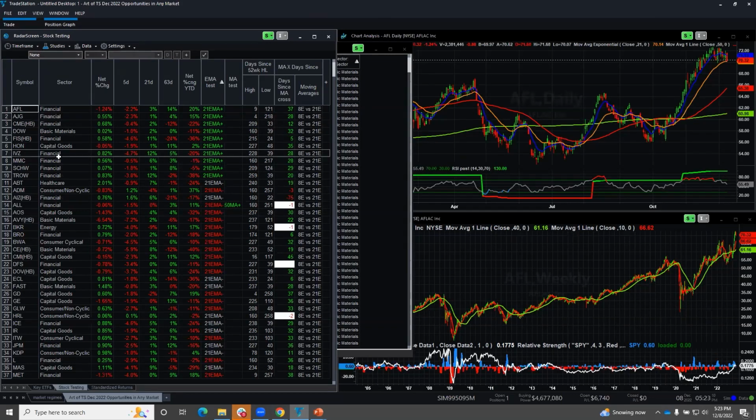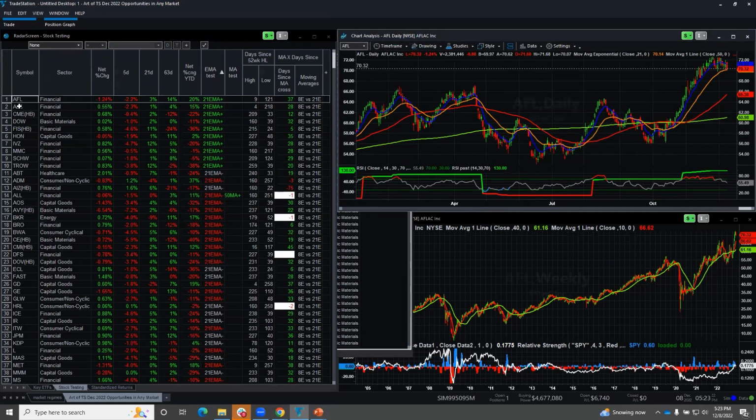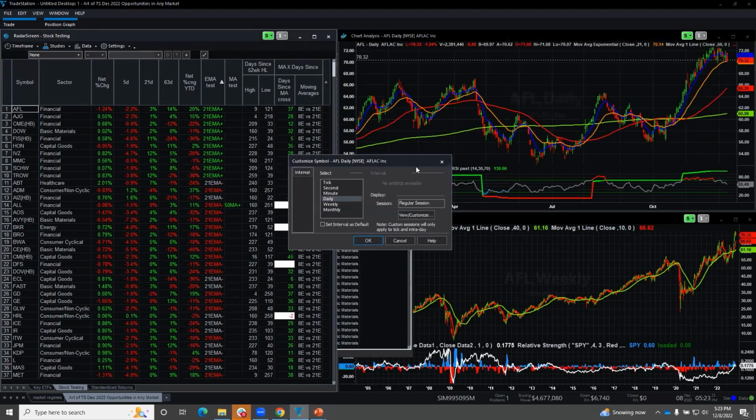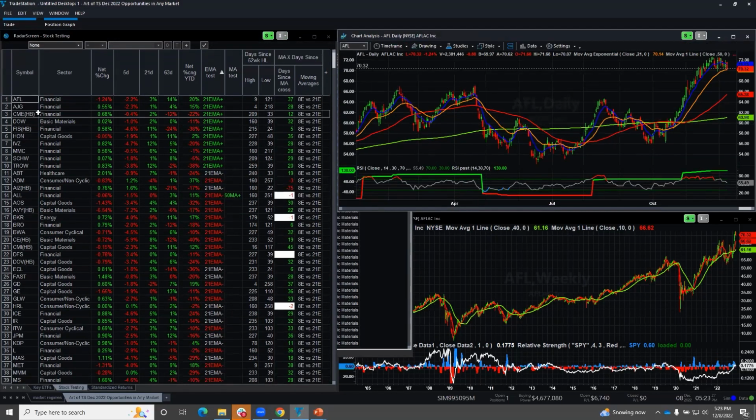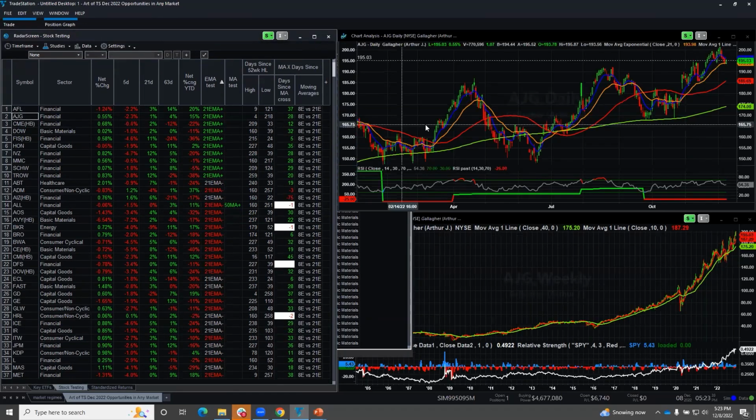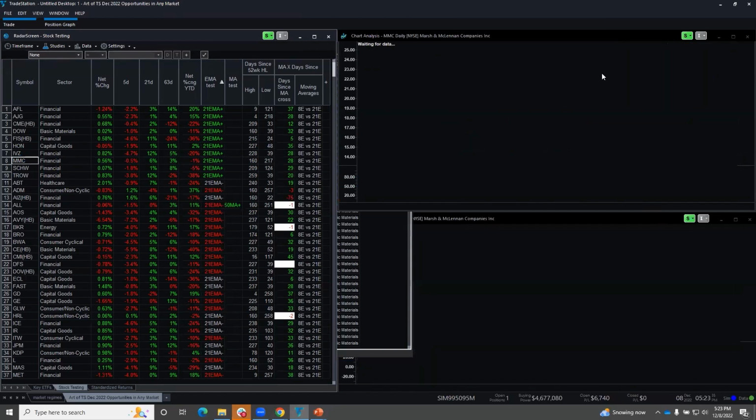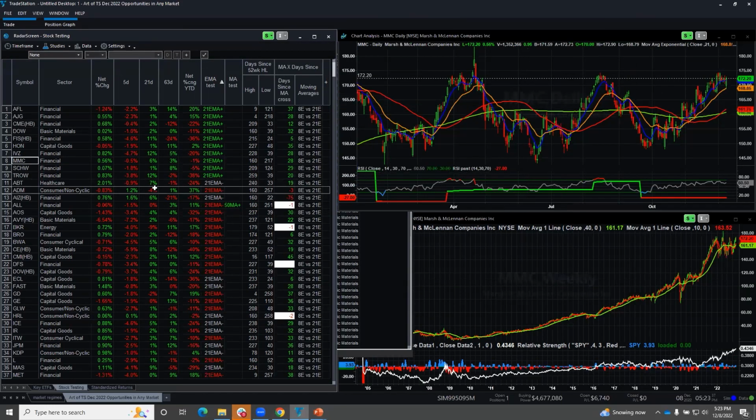The last thing I'll mention is this is where we find stuff like the property and casualty insurers. They're not very exciting, but if you look, Aflac, Gallagher, which is some kind of insurance, there's some kind of wholesaler, Marsh McLennan popping up on this list. This is just to show you that this allows you to very quickly see where those areas of strength and where those areas of weakness are.